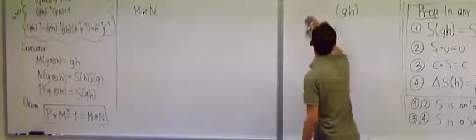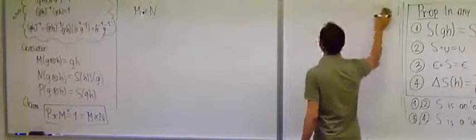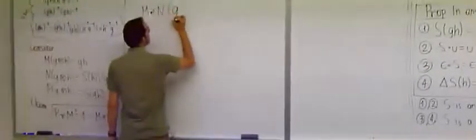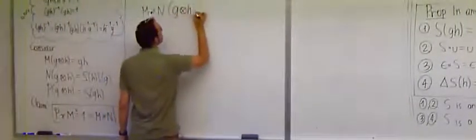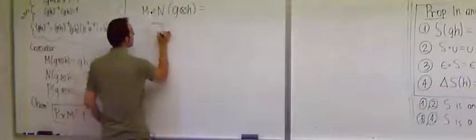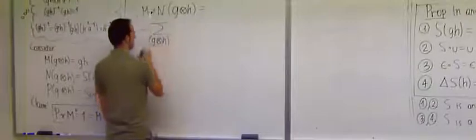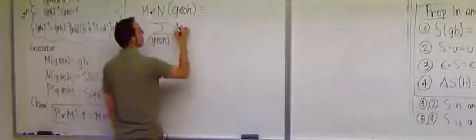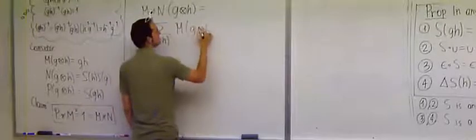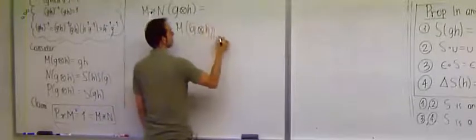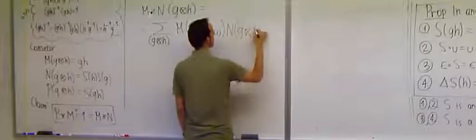Okay, so M star N, again, we need to evaluate it at G tensor H and see what we get. So this is the sum over the coproduct of this and this. Okay. And now I can do this a little bit faster, right?